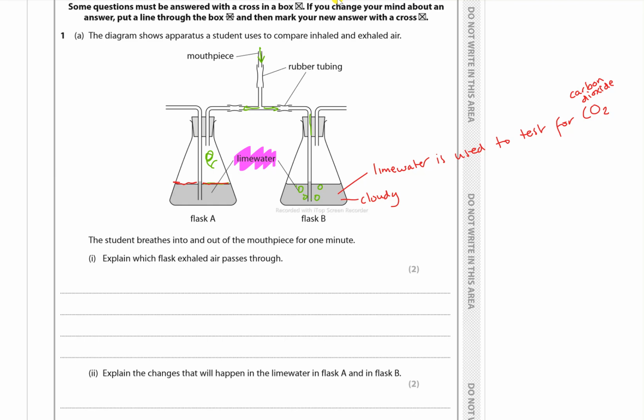What this will do is this will stop fresh air coming in. The pressures equalize, so they've gone to the same height. Right, okay, done. Right, let's look at the question.